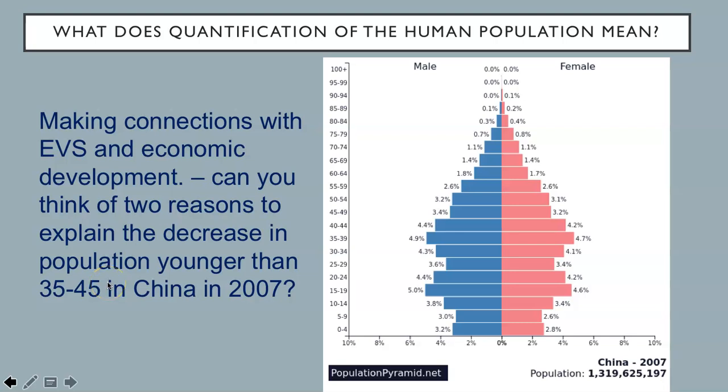You need to be able to make connections with environmental value systems, with historical events and economical development. For example, can you think of 2 reasons to explain the decrease in population younger than 35 to 45 in China in 2007? Why is there this slight decrease here?